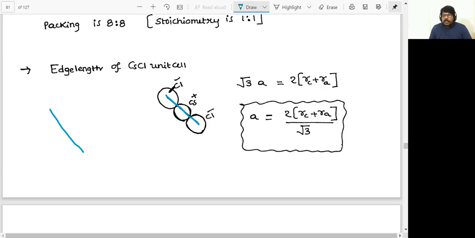So here, from this point to this point, that is root 3a. Body diagonal is root 3a, and that is equal to 2 times the radius of cation plus the radius of anion, because this is the radius of anion, this is the radius of anion, and here this is the radius of cation, 2 times. And this is the expression. And the edge length in terms of both cation and anion, if you send this root 3 to the opposite side, you'll be getting the edge length.